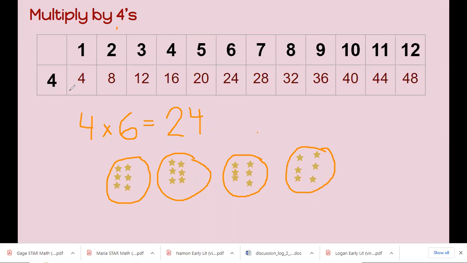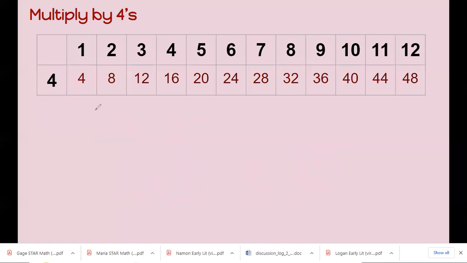Now, I'm going to use my modified multiplication chart to multiply just like I did with the 2's. So my factor is 4. My other factor is 6. I'm going to do 6 jumps on my multiplication chart to find my answer. So start at 4. Ready? We're going to do our jumps. 1 jump, 2 jumps, 3 jumps, 4 jumps, 5 jumps, 6 jumps. I landed on the number 24. 4 groups of 6 equals 24. Right? Let's look at another one.